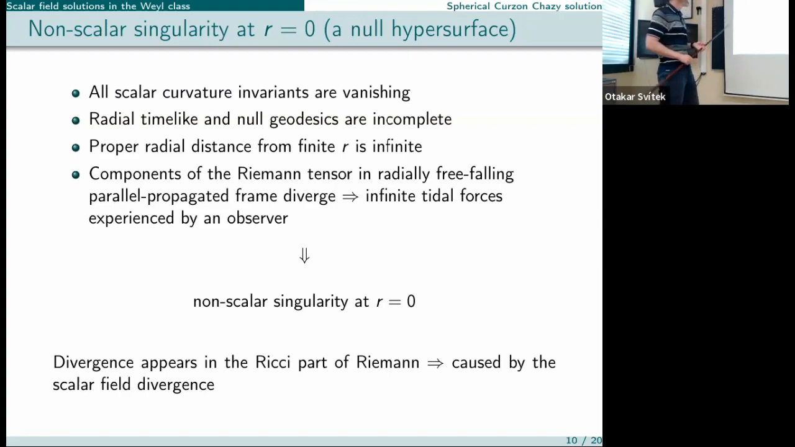Also, in some standard classification, they usually call this a non-scalar singularity, exactly because the scalar invariants are vanishing, but still there are tetrad components of the Riemann tensor that blow up for a standard observer. And of course, one can trace the appearance of this singular behavior of the Riemann tensor back to the Ricci part of Riemann. And it's directly caused by this scalar field blow up.